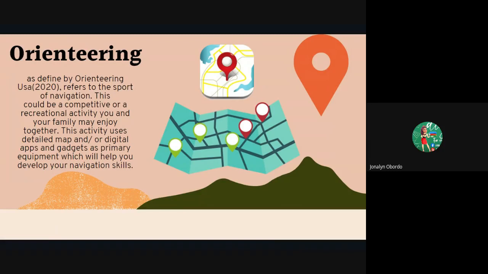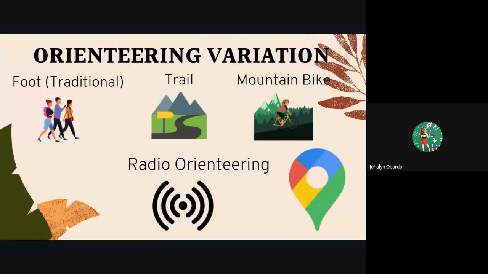Alright? So, now, of course, I would like to share to you the orienteering variations. There are 4 orienteering variations. Meron siyang iba't ibang paraan para ma-perform yung orienteering. So, one is the foot or the traditional way. The other one is the trail. The other one is through a mountain bike. And ito medyo social na to, yung gamit ay yung radio, di ba? Yung radio orienteering, okay?